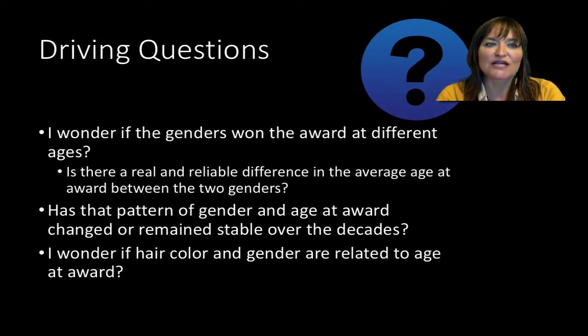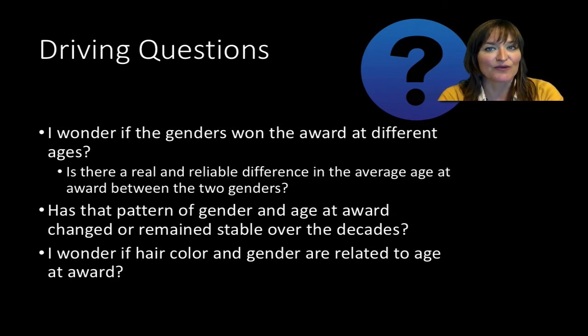So we're going to be able to ask questions like, I wonder if the different genders won awards at different ages. Is there a different average age between those two genders? We can ask, has that pattern of gender and age at award changed over the decades, or has it remained stable over the decades? We can then complicate things a lot and ask, is there a pattern of data between the genders and hair color and their age at award?